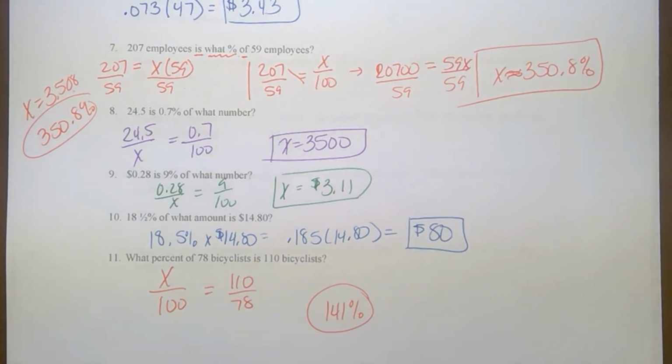Notice that you've got to pay very close attention to what is the part, what is the whole, what is it that I'm looking for. I set 8 and 9 up using the proportion. I set 10 up using the equation, and I did 11 using the proportion. Read your question carefully to make sure you know what you're looking for.